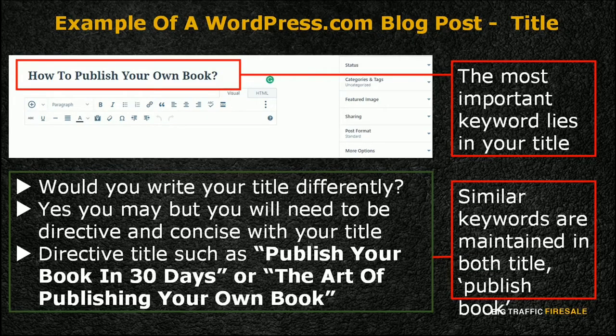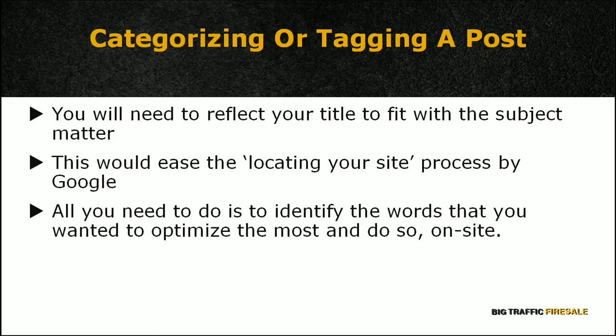Say you have a blog post in a common area known as the WordPress. In it, you have a post that talks about how to publish your own book. The most important keyword lies in your title. Would you write your title differently? Yes, you may, but keep in mind that you will need to be direct and concise. Something like publish your book in 30 days or the art of publishing your own book. Similar keywords are maintained in both titles, publish book. When it comes to categorizing or tagging your post, you'll need to reflect your title to fit with the subject matter. This would ease the locating your site process by Google.